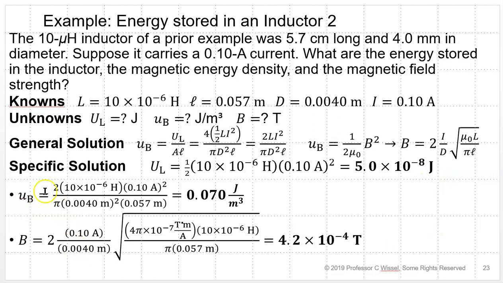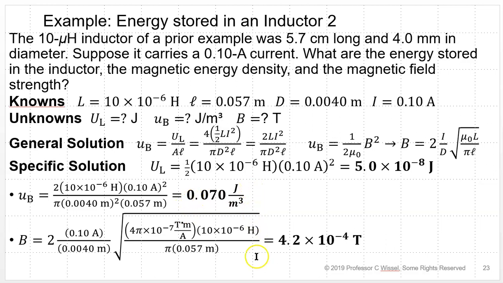And little UB is 2 over pi times 10 times 10 to the minus 6 Henrys, that's big L, times the current of 0.10 amps squared, as I mentioned before, divided by pi, times 0.0040 meters quantity squared, and that will be big D squared. And then, of course, little l is 0.057 meters, and it comes out to be 0.070 joules per cubic meter.